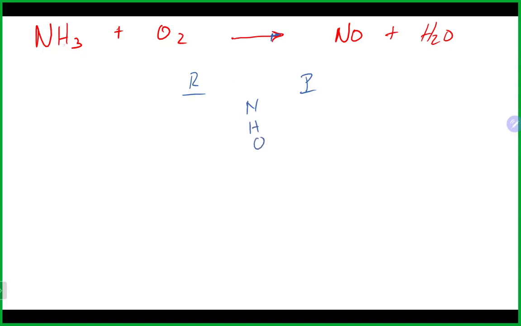On the left-hand side, we've got one nitrogen. Right-hand side, we've got one nitrogen. Left-hand side, we have three hydrogens. Right-hand side here, we have two hydrogens. Left-hand side, two oxygens. And right-hand side, we have one oxygen there, plus one more there, gives us two. So in this particular case, everything is balanced except for obviously the hydrogen. Seems like a good place to start.